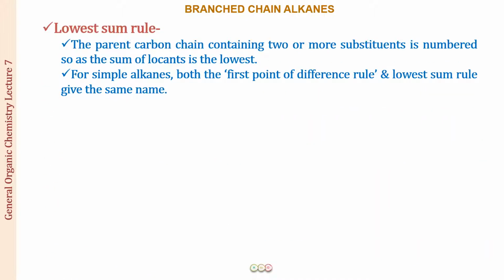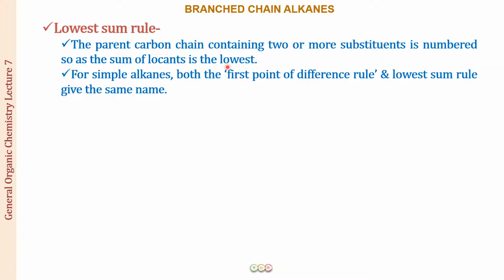Now there is one more rule which also gives us the numbering of the parent chain, and the rule is the lowest sum rule. According to this rule, the parent carbon chain containing 2 or more substituents is numbered so that the sum of the locants is the lowest. What do we mean? In the previous example, we saw that we had given the numbers to the various substituents, which we call the locants. What this rule says is that just see those numbers, add them up and see the sum of them. Whichever is getting a lower number, that is going to be the name of the compound.